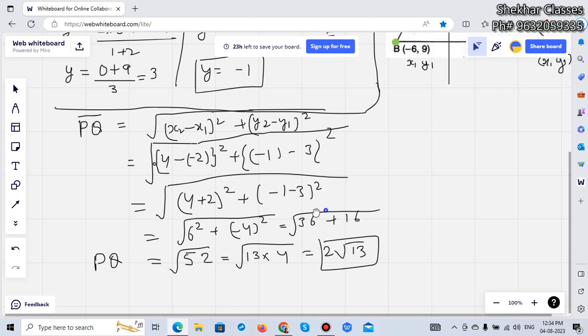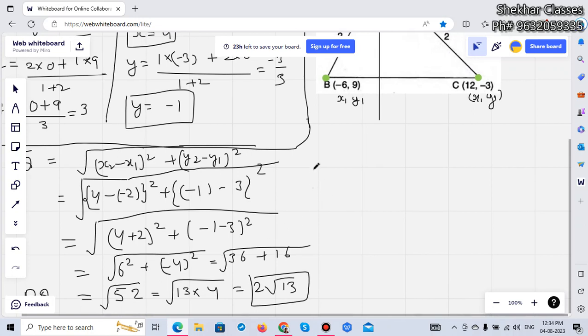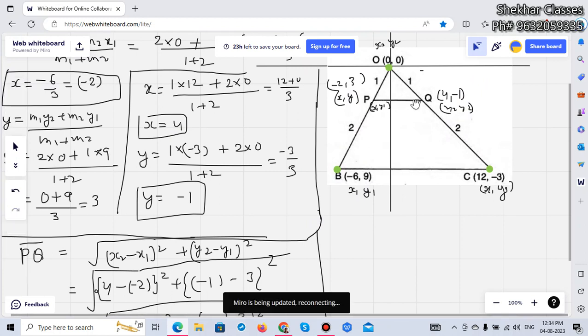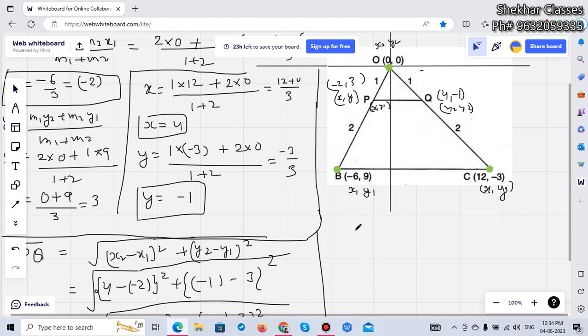Now we have to solve for the other one. We have got PQ is 2 root 13. This entire length is 2 root 13. Now we have to solve for what? The other one, BC. So how to solve BC here?